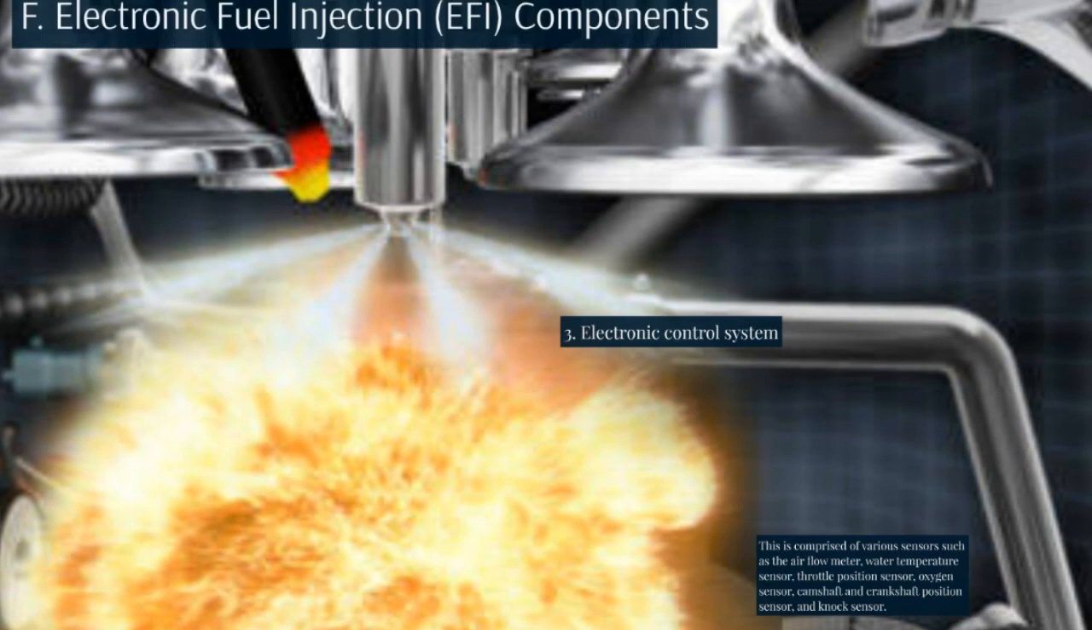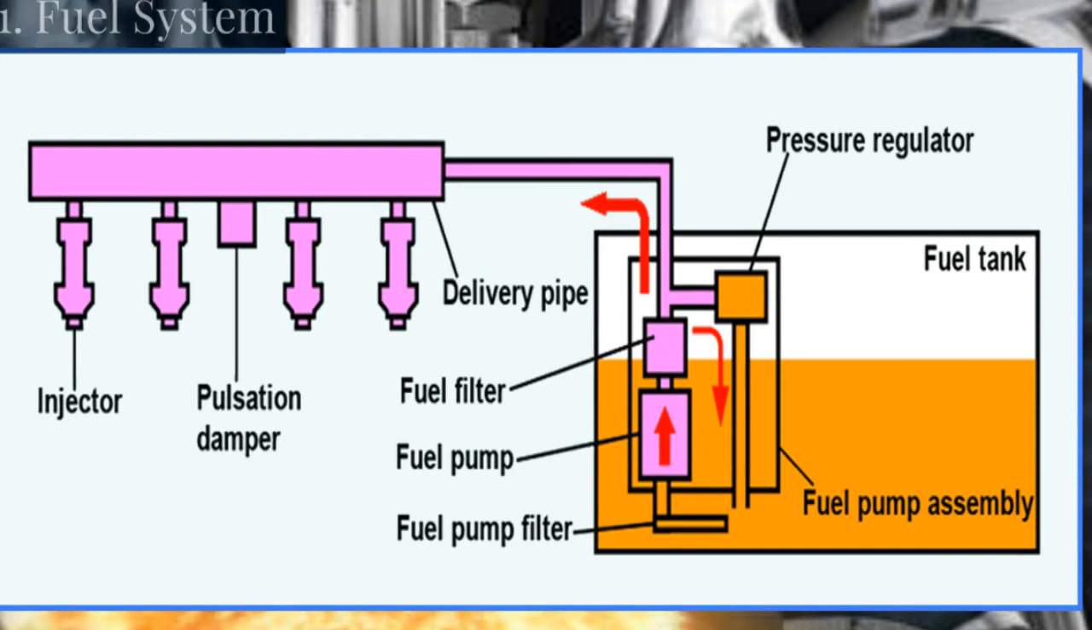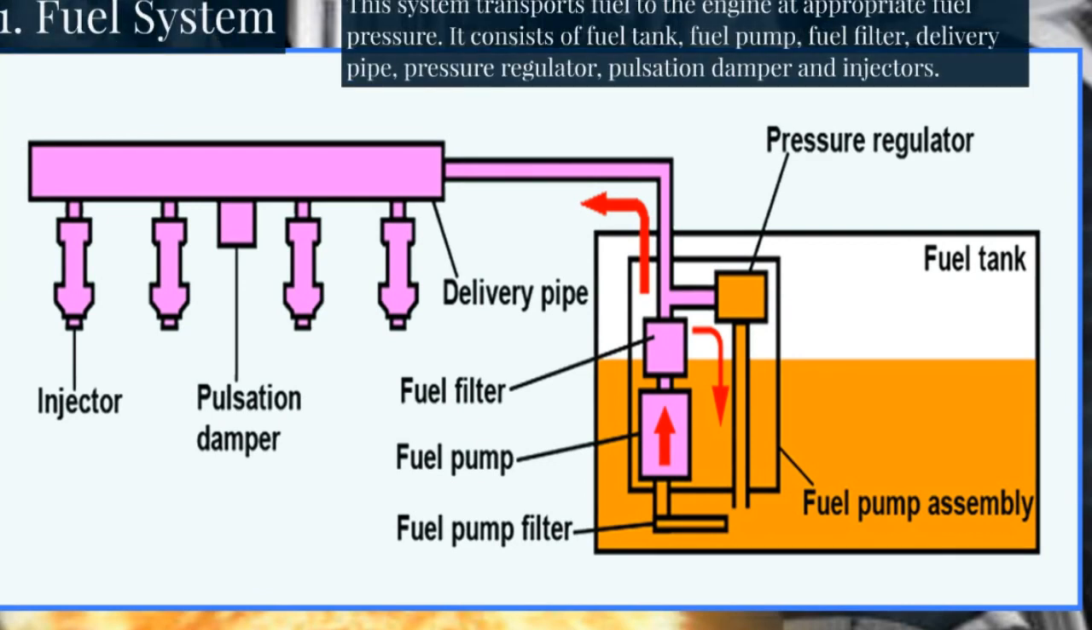Electronic fuel injection (EFI) components. Fuel system. This system transports fuel to the engine at appropriate fuel pressure. It consists of fuel tank, fuel pump, fuel filter, delivery pipe, pressure regulator, pulsation damper and injectors.